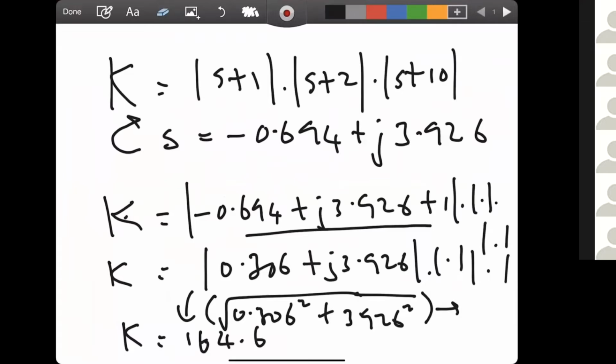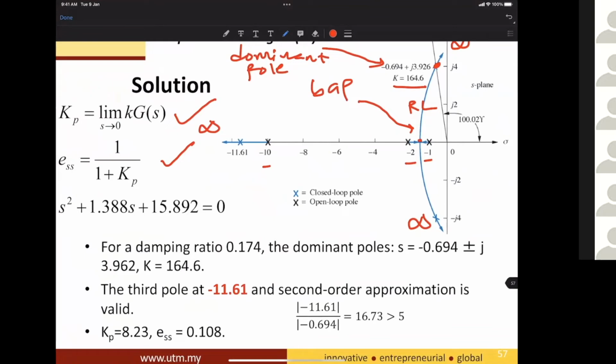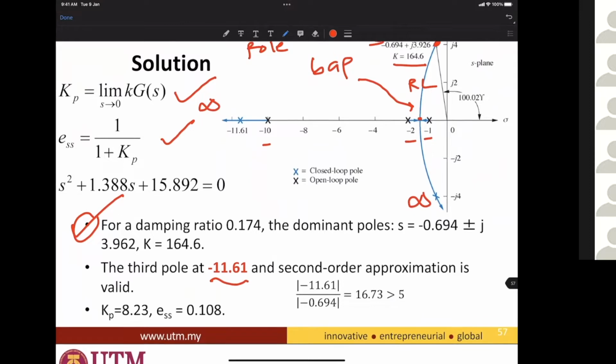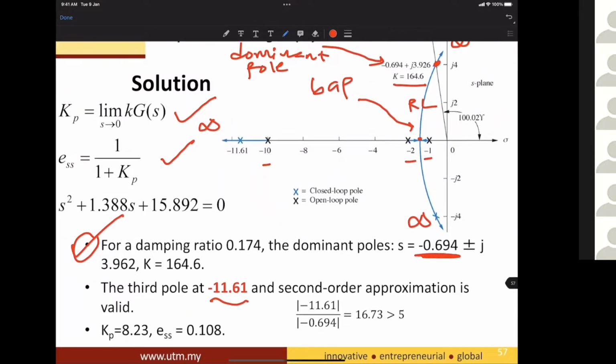Okay. Boleh? So the third pole is at minus 11.61. Okay. Which is second order approximation is valid. Iaitu kita ambil nilai third pole tu minus 11.61 bahagi dengan 0.694 iaitu nilai real dominant pole, sama dengan 16.73 which is greater than 5. So meaning that second order approximation is valid.